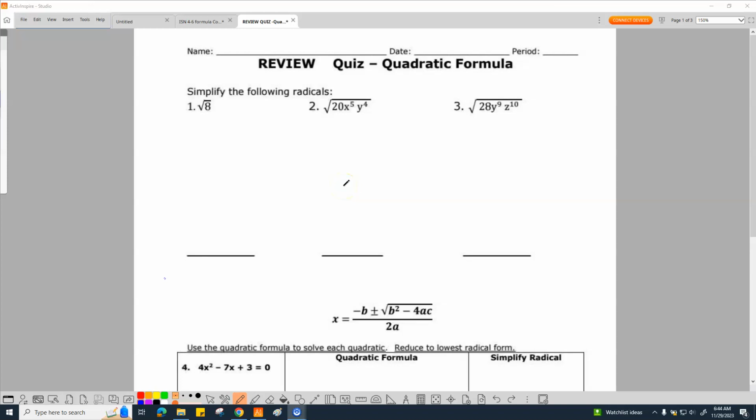All right, Algebra 2, we're going to do the review for the quiz. It's a quadratic formula quiz. So, of course, that involves simplifying radicals. So I'm going to go ahead and start on number 1. I'm going to do every single problem here so that you have help getting this done.